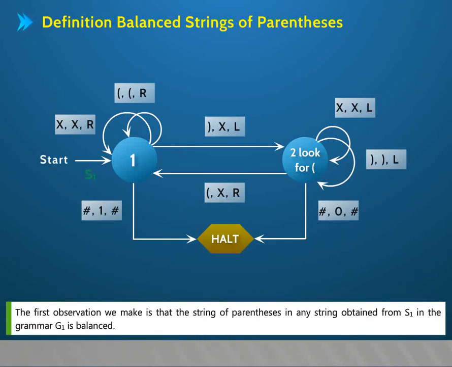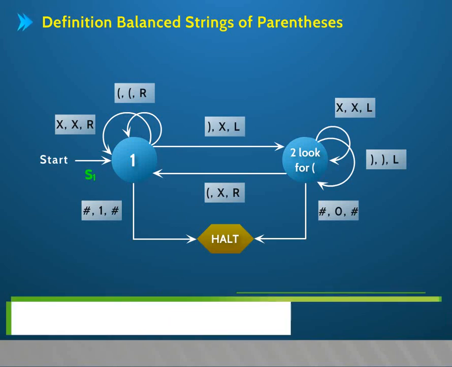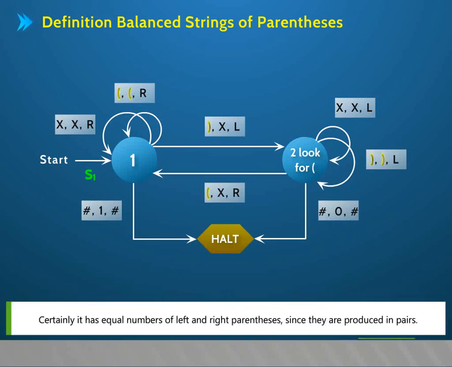The first observation we make is that the string of parentheses in any string obtained from S1 in the grammar G1 is balanced. Certainly, it has equal numbers of left and right parentheses since they are produced in pairs.